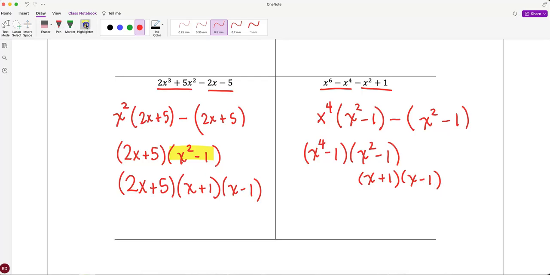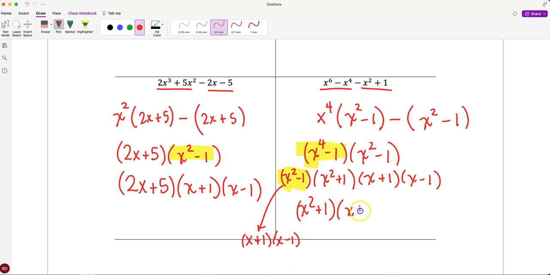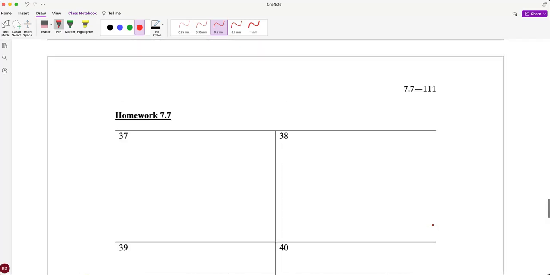Now, what about this? Are those perfect squares? Answer is yes, those are perfect squares. So that's x squared minus 1, x squared plus 1. Then, can I factor any further? Yes, that is a perfect difference of squares right there. So this term right here is x plus 1, x minus 1. So I'm going to be left with x plus 1 squared, x minus 1 squared, times x squared plus 1. So that's completely factored for this guy. And that should lead you up into homework for this particular section.